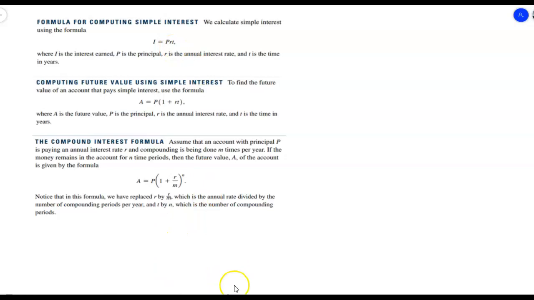So let's take a look at an example here. Let's say we put $500 in the bank, and we're getting an interest rate of 3.5%, and we're leaving it in there for 10 years. We want to figure out how much interest we are going to earn in 10 years.